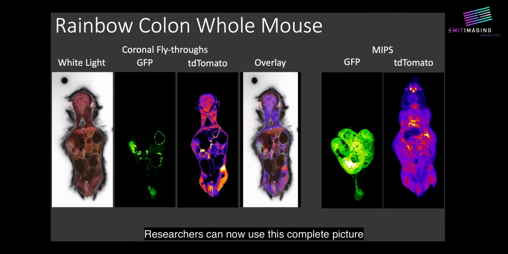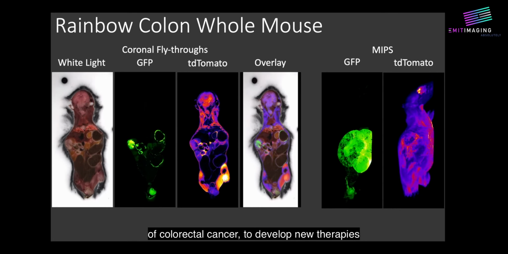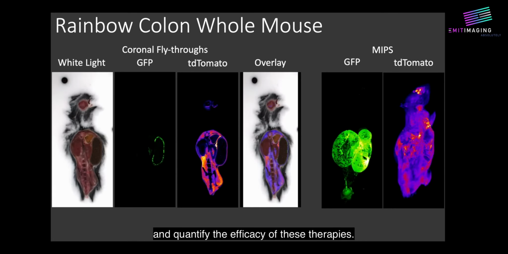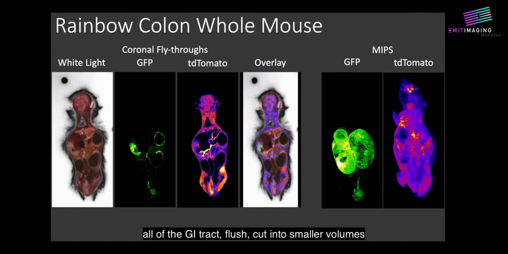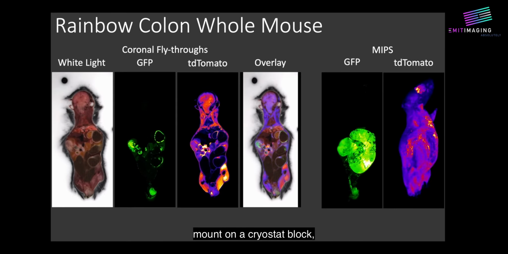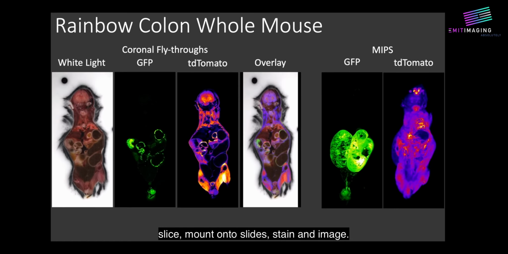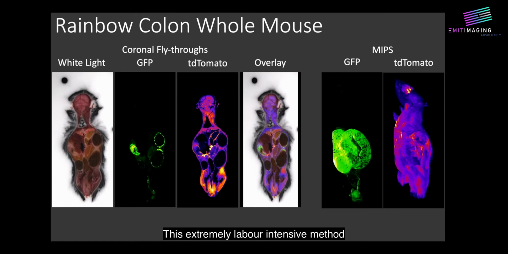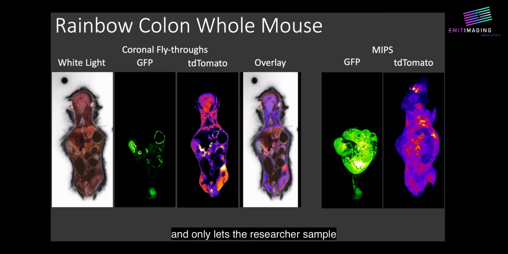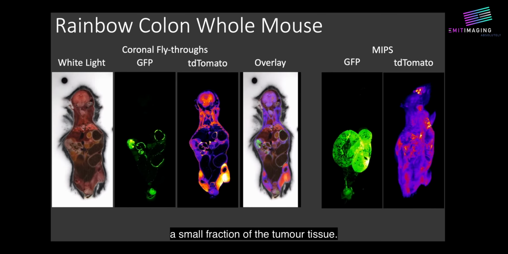Researchers can now use this complete picture of colorectal cancer to develop new therapies and quantify the efficacy of these therapies. Without Xerra, the researcher would have to dissect all of the GI tract, flush, cut into smaller volumes, mount on a cryostat block, slice, mount onto slides, stain, and image. This extremely labor-intensive method is expensive and time-consuming and only lets the researcher sample a small fraction of the tumor tissue.